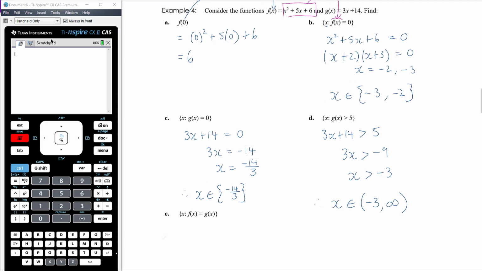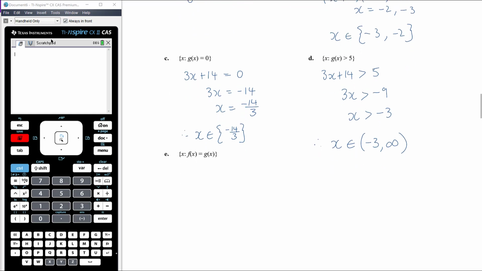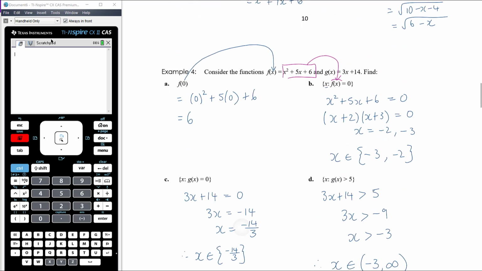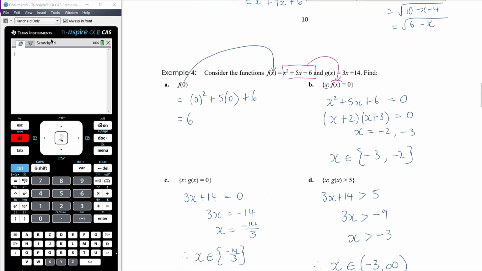And then part E, we want the set of x values such that f of x is equal to g of x. So f of x is x squared plus 5x plus 6, and we want that to be equal to g of x, which is 3x plus 14.